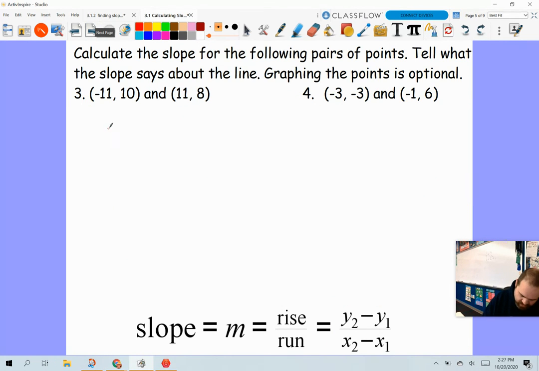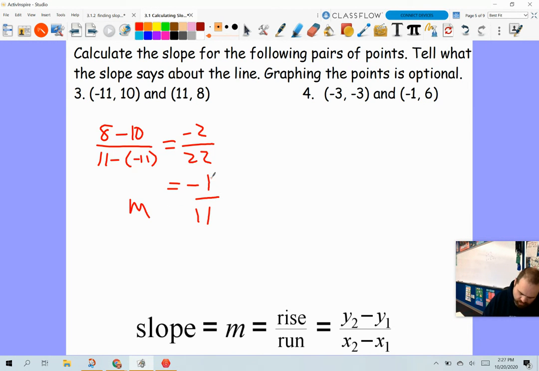I'm going to subtract these. y2 is 8 minus 10 for y1, and then 11 minus -11. That is -2/22, which reduces to -1/11. That's your slope. Okay, work these out. Make sure you can do this. If you can't find the slope between 2 points, the rest of this chapter is going to be very difficult.